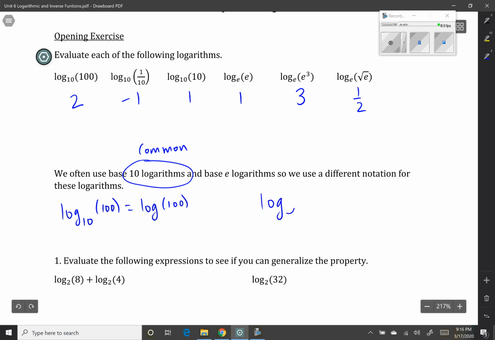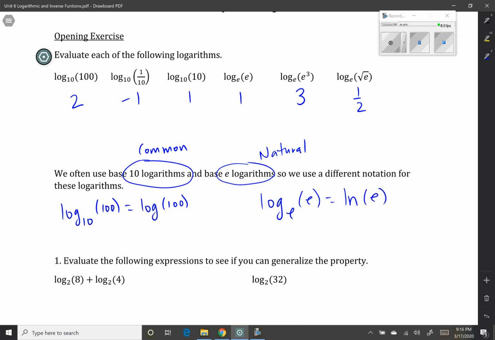Log base e functions, like log base e of e, well, these are known as natural logarithms because e is a natural number, right? It comes up in consistent growth and decay, so we call that a natural logarithm. This has a button of ln, so we could say ln of e. So instead of saying log base e, we just say ln of e. Both of these are buttons right on your calculator here and here.